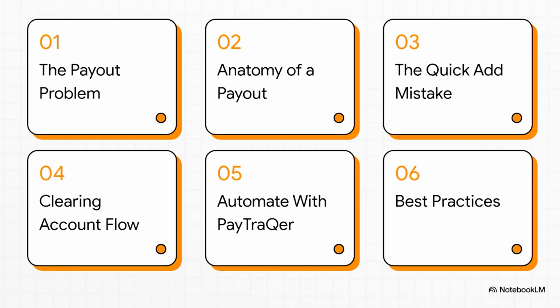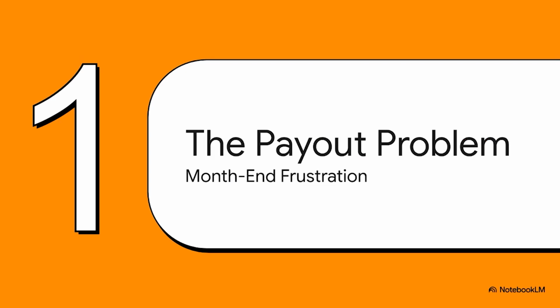Here's our roadmap for this explainer. First, we'll cover the payout problem and the anatomy of a payout. Then, we'll expose the quick add mistake, walk through the clearing account workflow, introduce automation with PayTracker, and wrap things up with some best practices and warnings. All right, let's jump straight into Section 1, the payout problem.